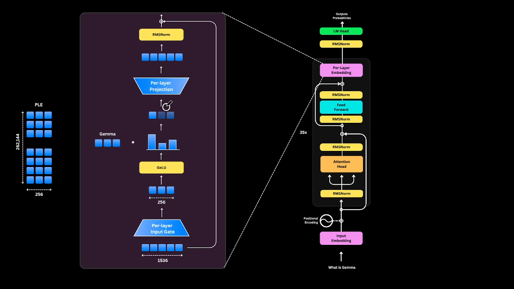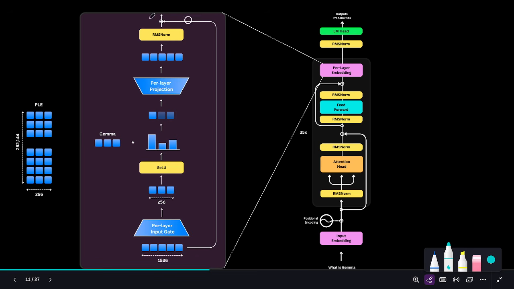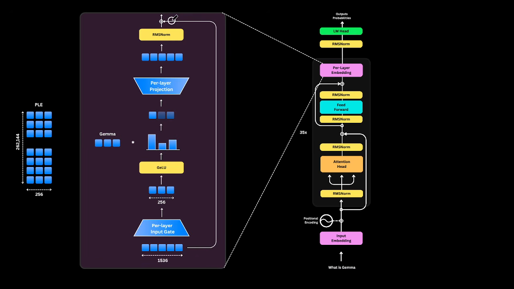But once we get here, we need to return it back to the original hidden state size. This is where we pass it through a per layer projection gate that will return it back to its original size, and we pass it through an RMS norm, and there's a little bit of residual connection that adds the original vector to it. And this is how per layer embedding works.